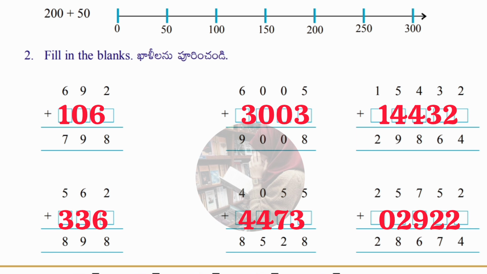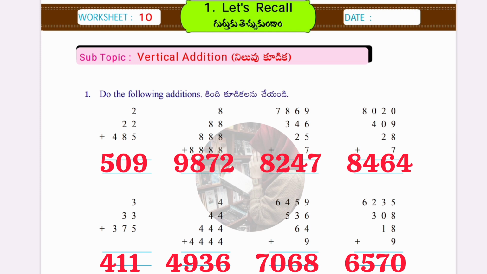Okay, now we'll move to the next worksheet, which is worksheet number 10. Here the topic is vertical addition. Horizontal means row-wise, vertical means column-wise. So do the following. Here we have to do addition. See, this is the exact method of doing addition. Likewise you have to write it down for each number, writing the numbers exactly one after another, for addition or else subtraction also.